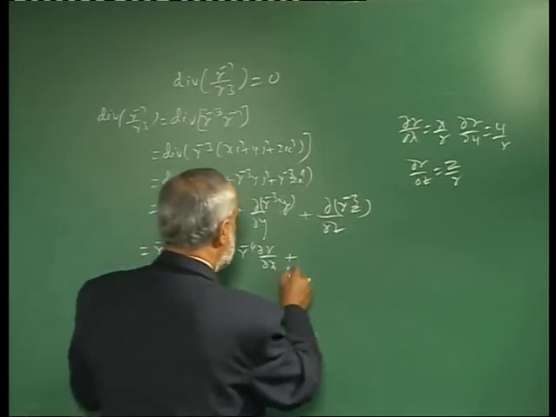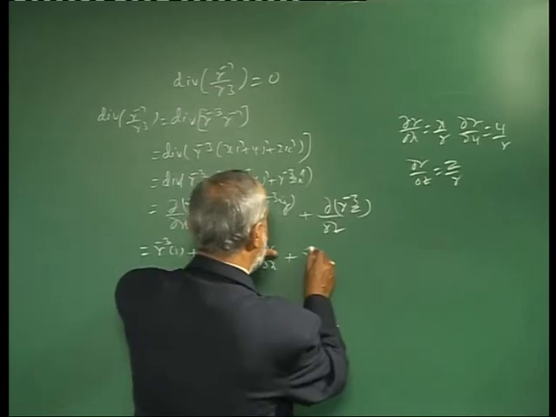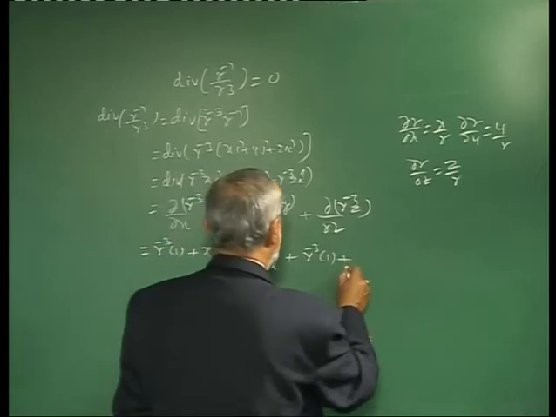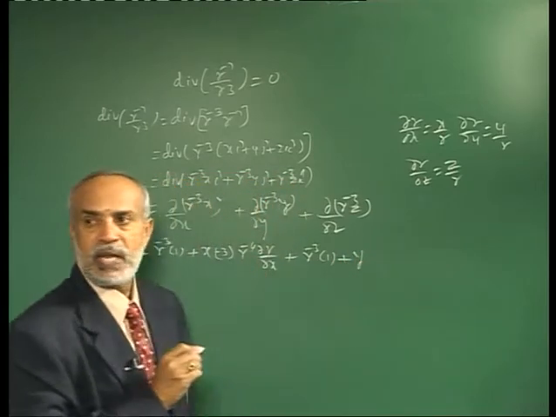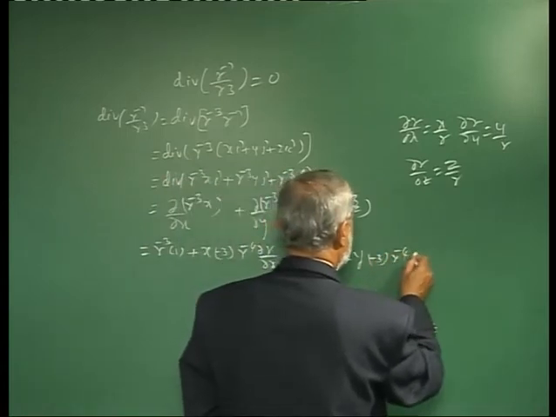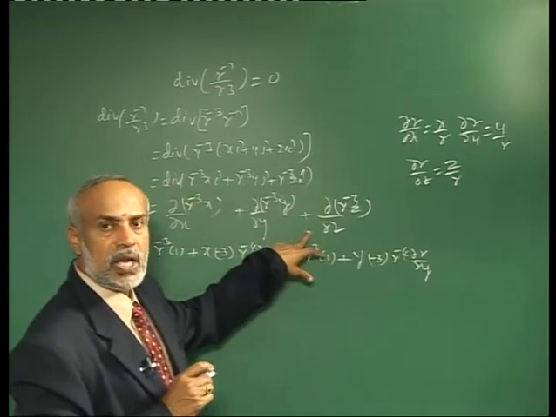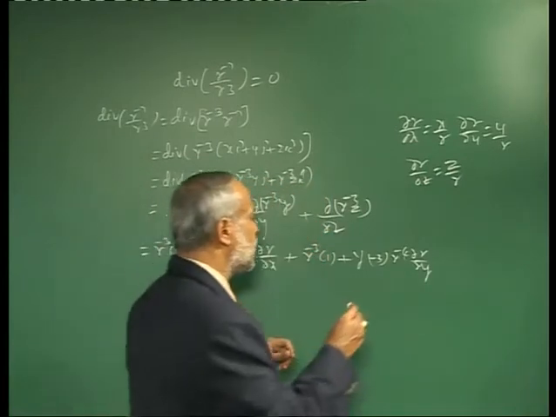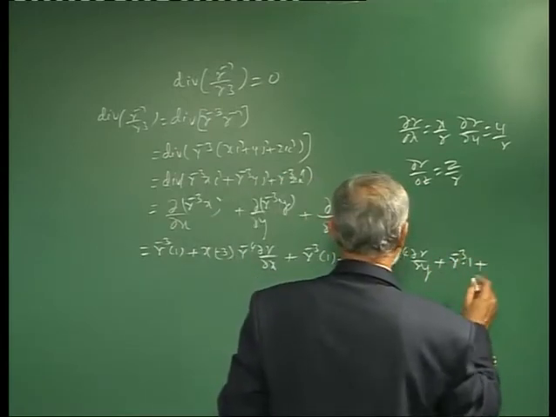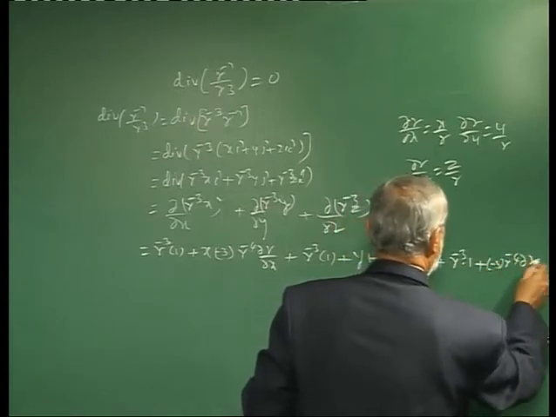Next, the second term, differentiating partially with respect to y: r to the power of minus 3 into the derivative of y, which is 1, plus y into minus 3 r to the power of minus 4 into ∂r/∂y. Similarly, differentiating partially with respect to z in the third term, you get r to the power of minus 3 into 1, plus z into minus 3 r to the power of minus 4 into ∂r/∂z.